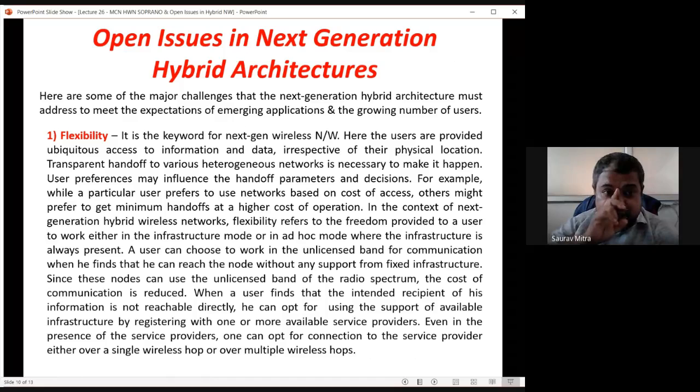Transparent handoff to various heterogeneous networks is necessary to make it happen. It is not necessary that only one type of communication paradigm is used. Different networks might be using different types of paradigm, but all these different communication protocols should be brought together under the same type of network, and this is difficult. But whenever we are designing a network for next generation, we should be able to put together heterogeneous types of networks to form a bigger network which is used by many users. The number of users is going to increase, and in that case it will ask for more flexibility of the network.